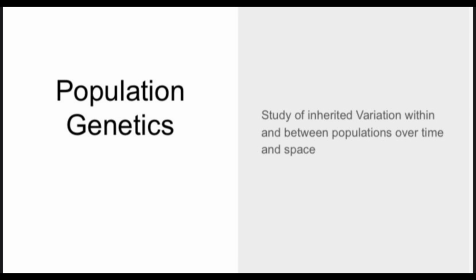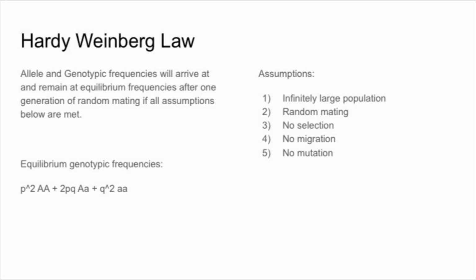Population genetics is the study of inherited variation within and between populations over time and space. An important part of population genetics is the Hardy-Weinberg Law. This states that allele and genotypic frequencies will arrive at and remain at equilibrium frequencies after one generation of random mating if all assumptions are met.